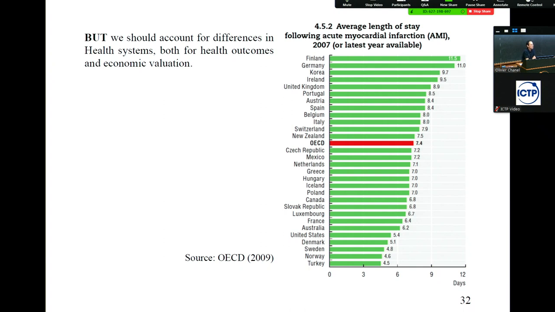First, the health system differs, so the average length of stay may differ depending on the country. Here, we can see that for a similar disease, similar event, acute myocardial infarction, in Finland, you spend 11.5 days in hospital, and in Turkey or Norway or Sweden, it's less than 5 days. So when you compute the average value that corresponds to an acute myocardial infarction due to air pollution exposure, depending on the country in which you assess this value, you have to consider both the duration of hospitalization that differs, but also the difference in the average cost per day at hospital.